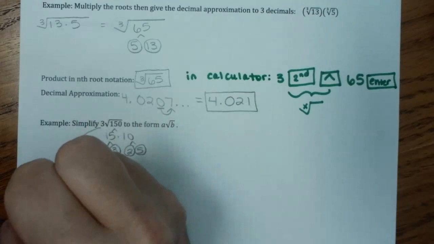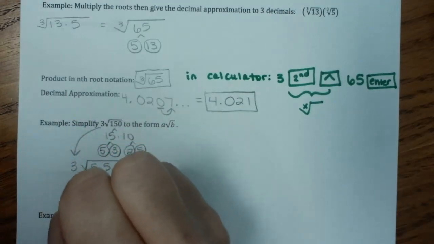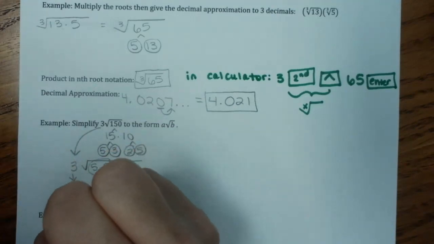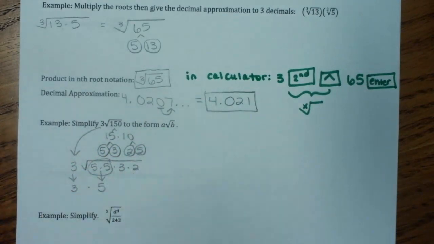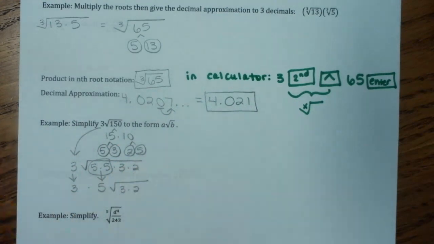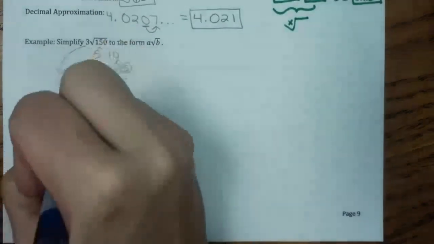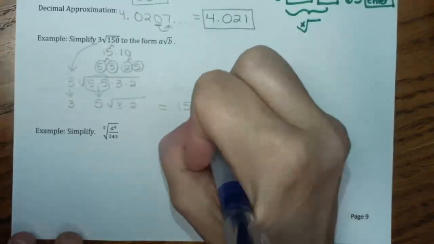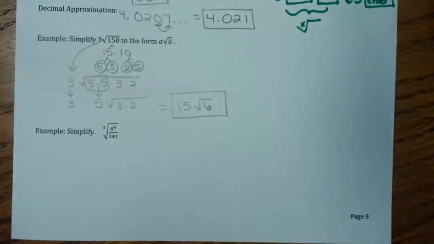That 3 out front is going to stay out front. Underneath the square root, we have 5 times 5 times 3 times 2. It's the square root, so we're looking for 2 of a kind. So these two 5s are going to come outside the radical as just 5. Underneath the radical, we're left with 3 times 2. There's not a pair to come out with them, so they have to stay underneath the radical. So we have 3 times 5, which is 15. Underneath the radical, 3 times 2, which is 6. So our final answer is 15 square root of 6.